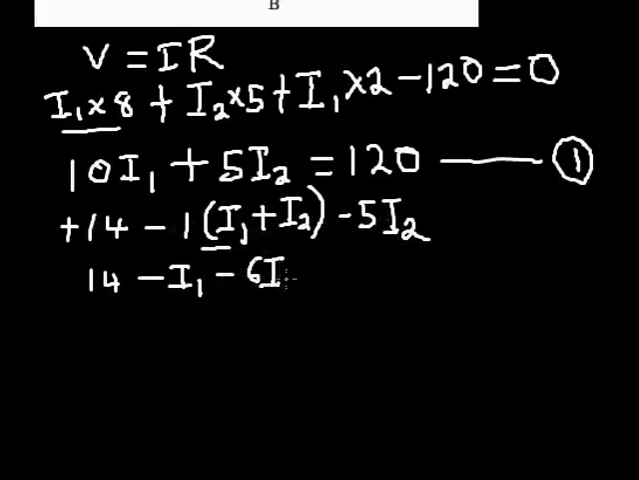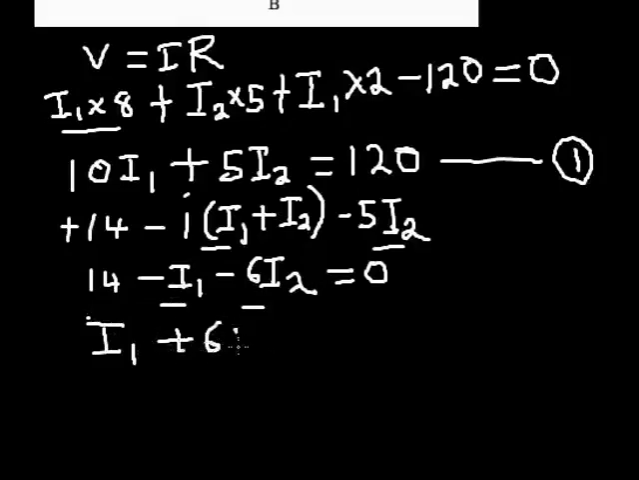Okay, let me see, if I open this bracket and collect items, that's going to be 6I2, then of course is equal to 0. So I'm going to rearrange this equation. I carry all this to the other side of the equation. If I carry minus I1 to the other side, it becomes plus I1, and minus 6I2 will give me plus 6I2. Then the 14 remains at the other side where it is. So this is equation 2.